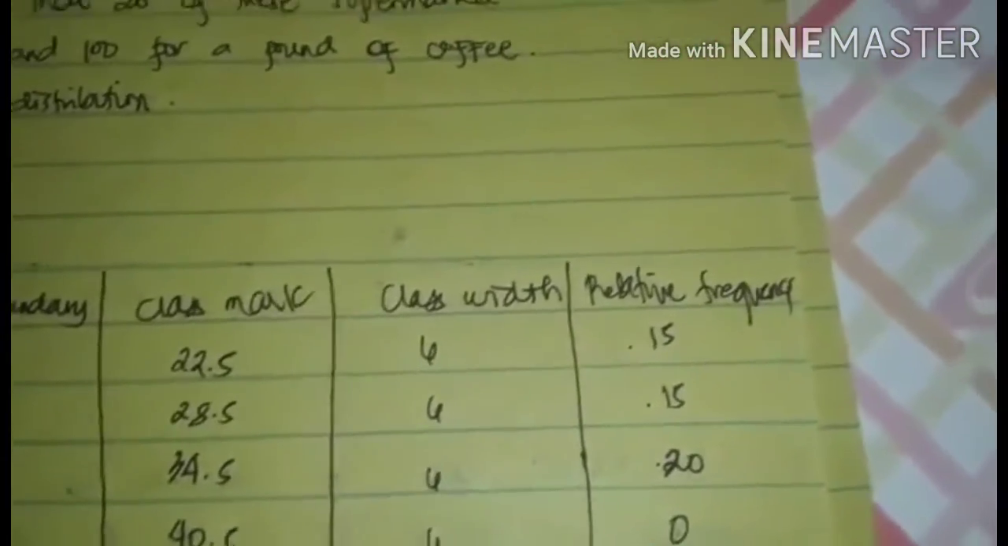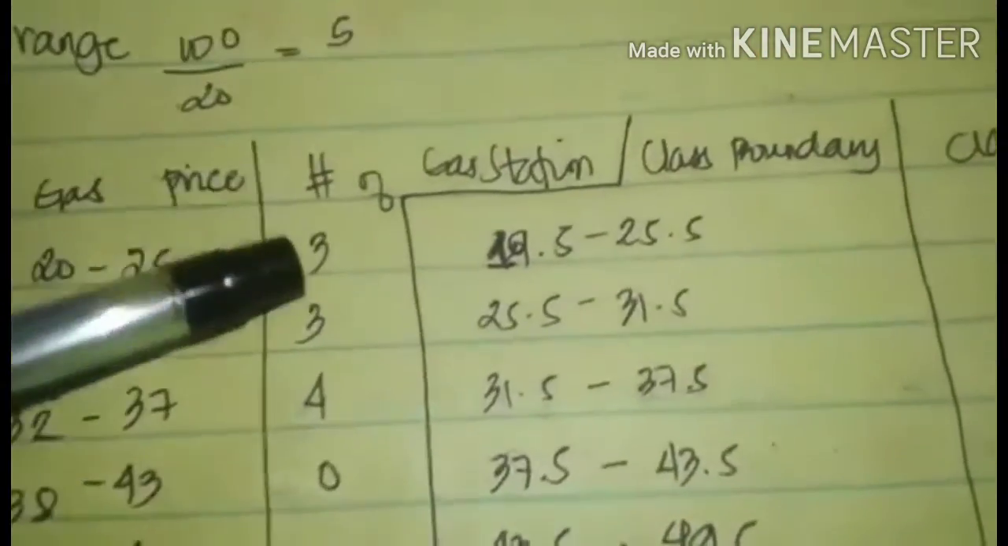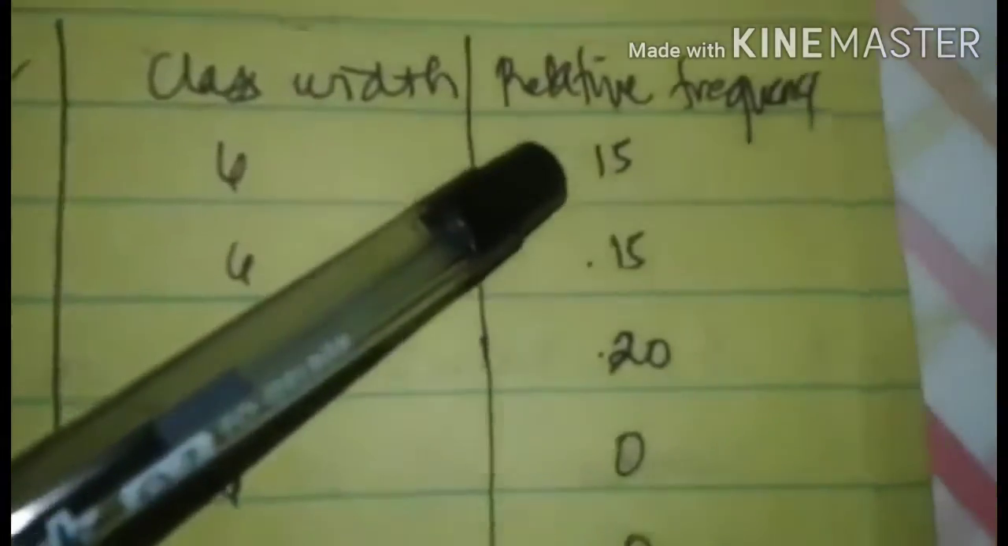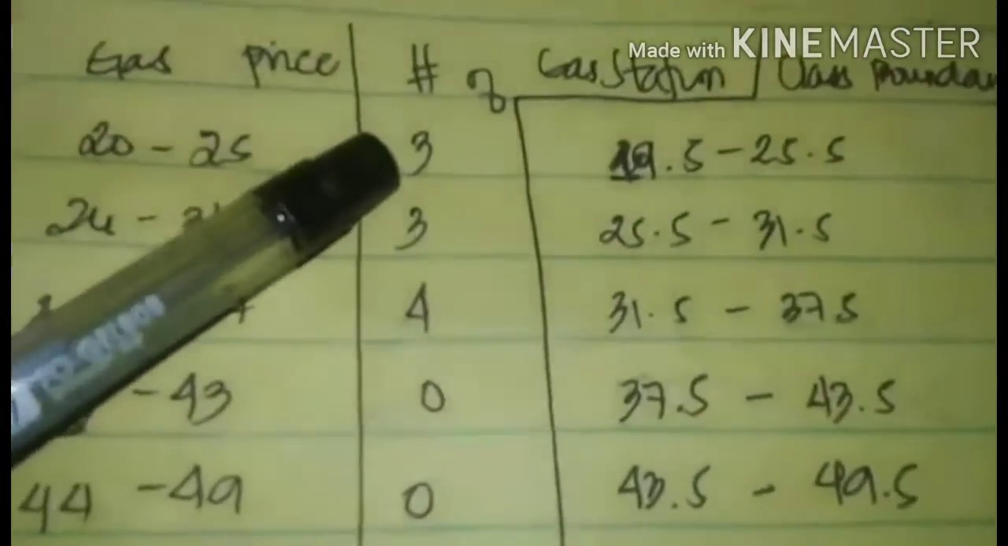Okay, so how do we get this relative frequency? We can get the relative frequency by simply dividing the number of gas stations, or the frequency, by its total number. So 3 divided by 20 is 0.15. This is my answer, as I divided the number of gas stations by the total number of frequencies.